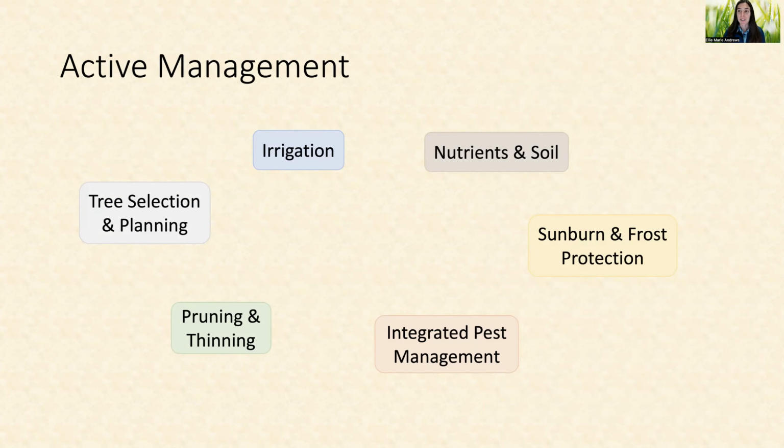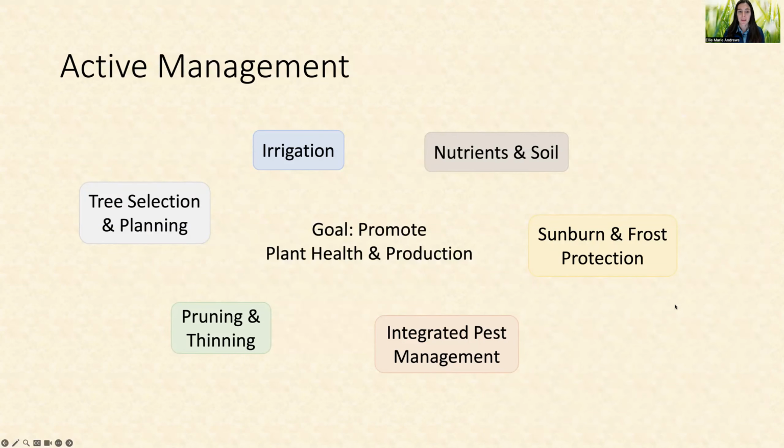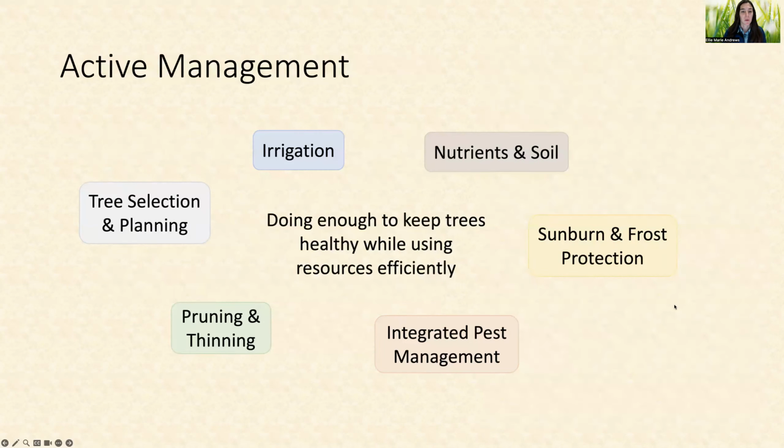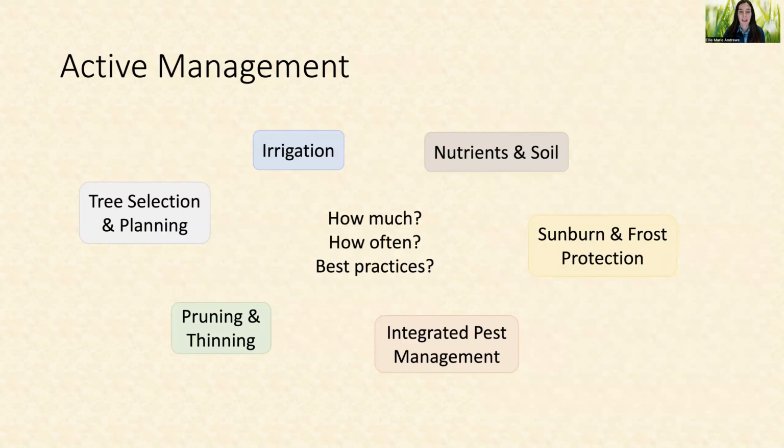So thinking about active management as something we do proactively, deliberately, thoughtfully, there's a lot of things to think about. So we have tree selection and planting, irrigation, nutrients and soil management, sunburn and frost protection, integrated pest management, pruning and thinning. But overall, the goal is to promote plant health and fruit production. So we're going to do enough to keep these trees healthy while using our resources efficiently. And so we're going to get into how much, how often, best practices.